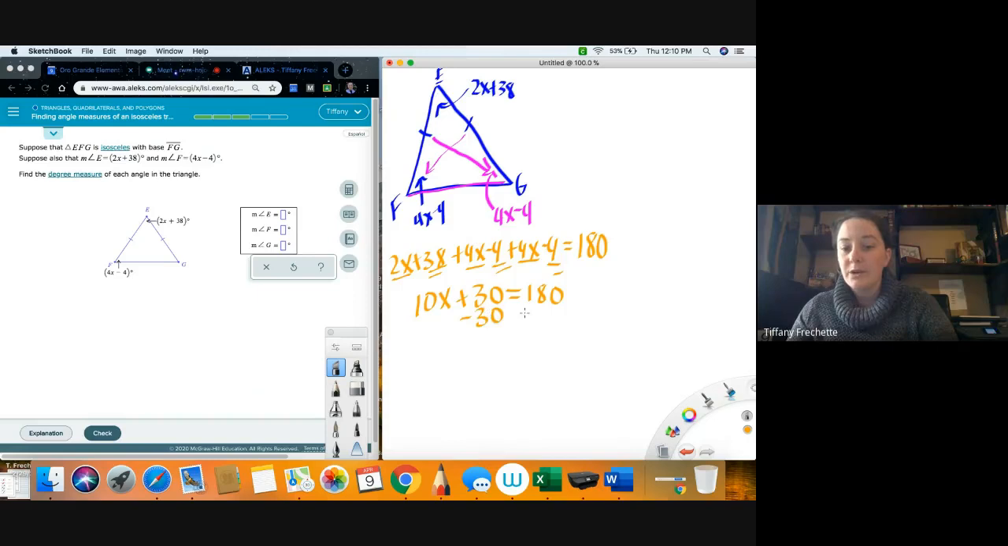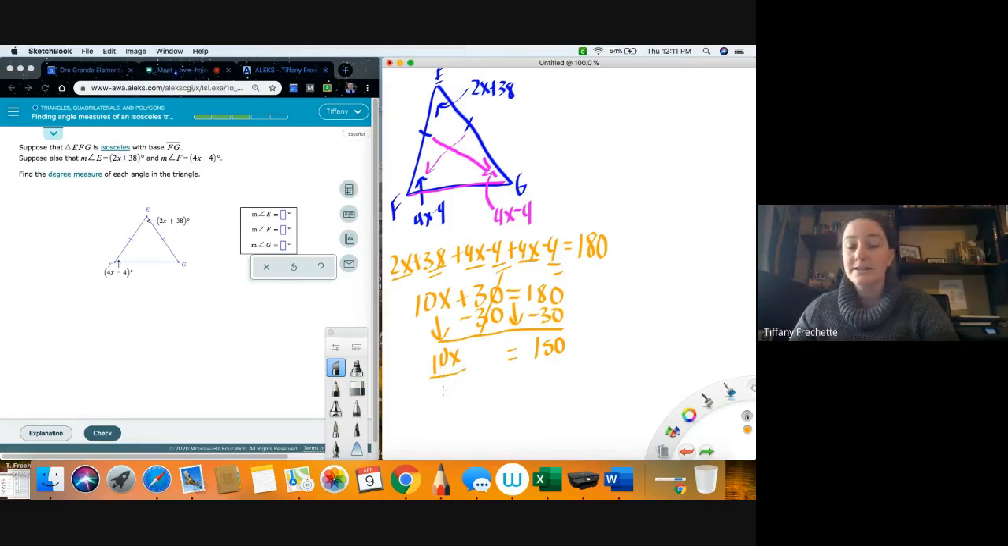So I'm going to move 30 to the right side, and bring 10x down. 30 minus 30 cancels. Don't forget to bring your equal sign down. 180 minus 30 is 150. Last step to find x.